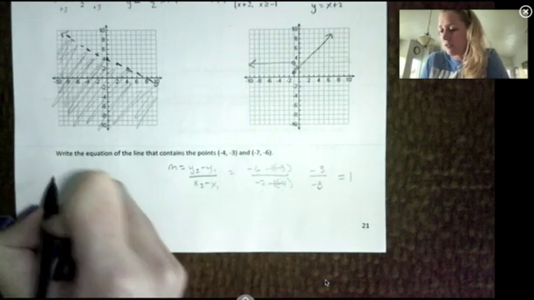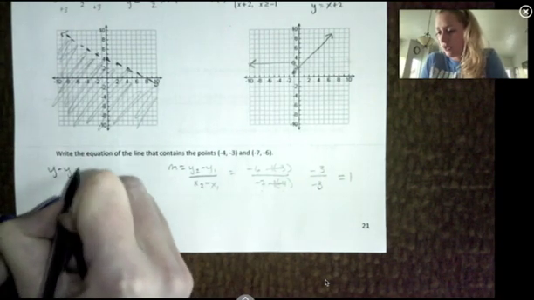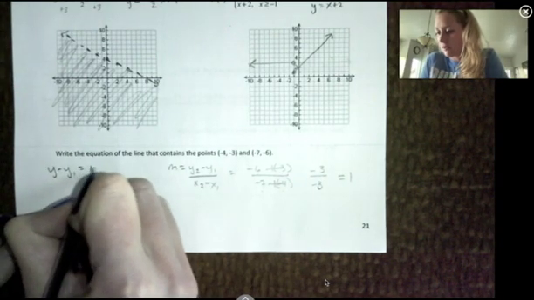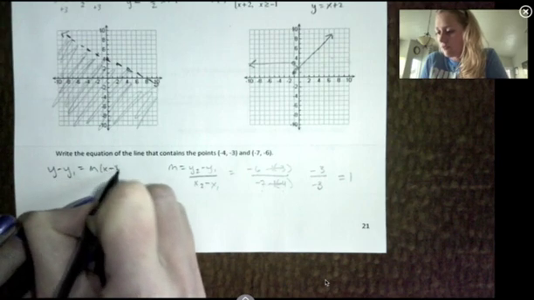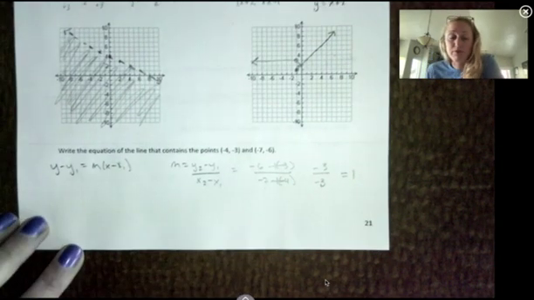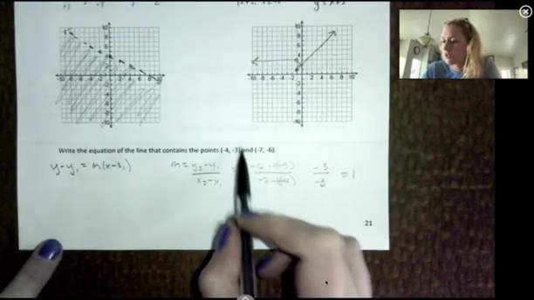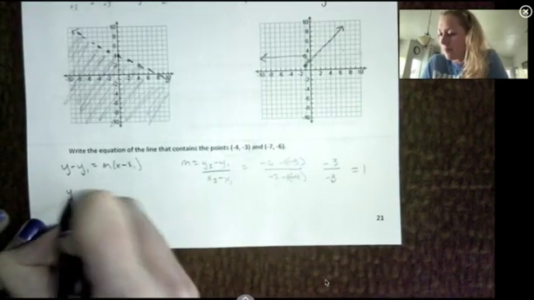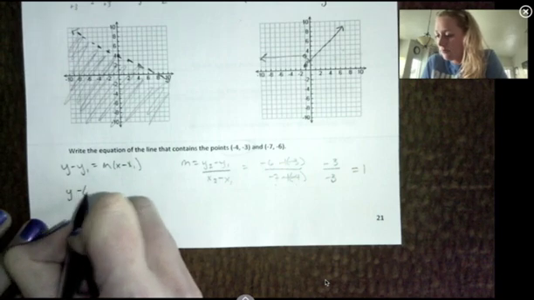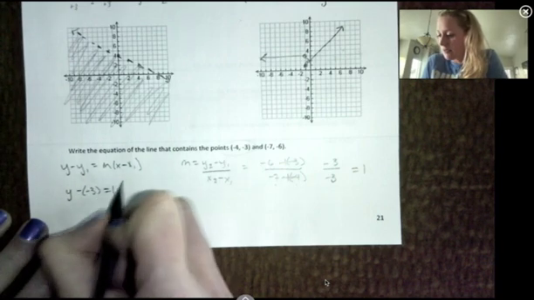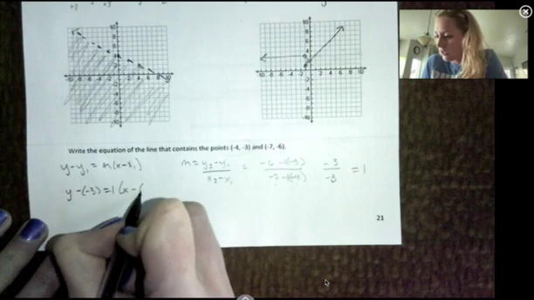So I'm going to use point slope form, which is y minus y1 equals the slope times x minus x1. This form is nice when you don't know the y-intercept. So I'm going to use one of these points. I'm just going to use the first one. So y minus the y-coordinate equals the slope times x minus the x-coordinate.